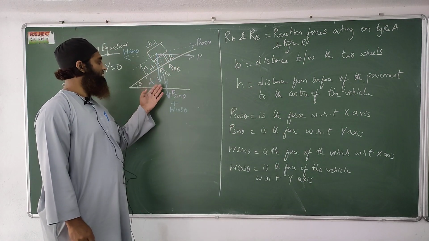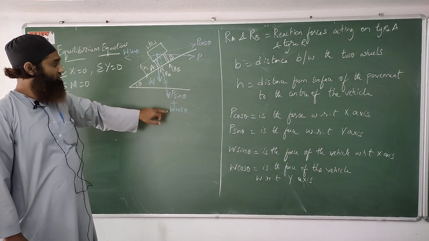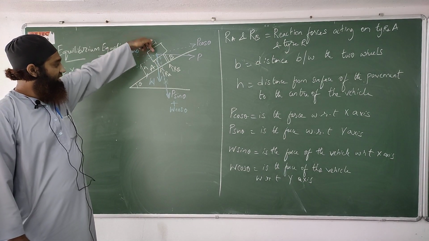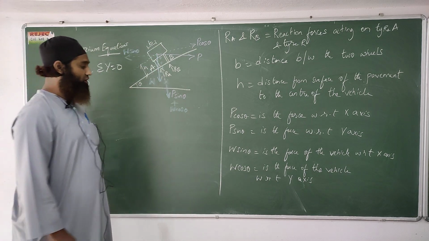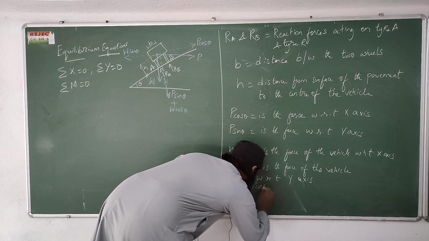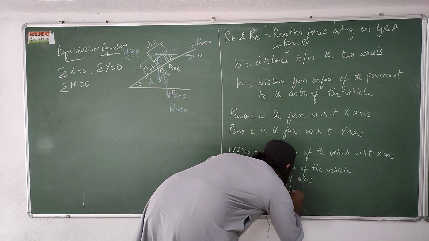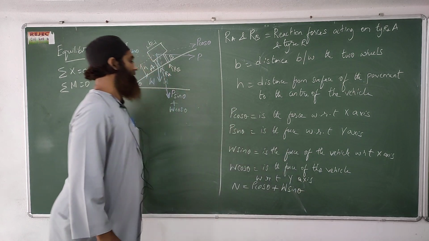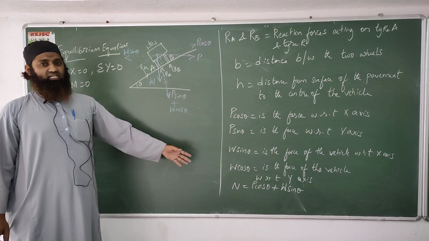We know that the normal reaction acts exactly opposite, that is, downwards. Normal acts here, so N is equal to P sin theta plus W cos theta. N is equal to P cos theta plus W sin theta. Okay, all the forces and whatever I have written are clearly specified here.